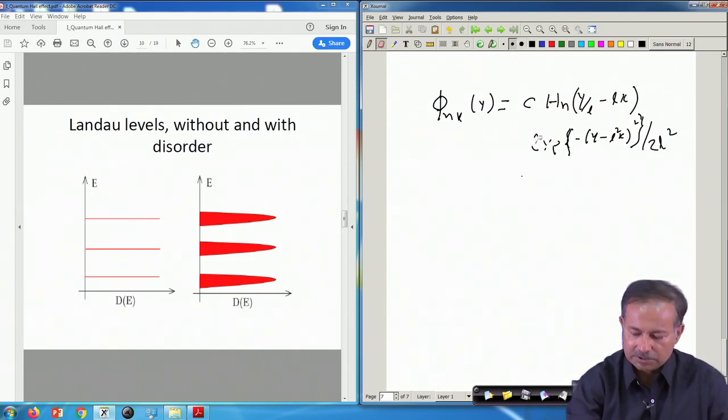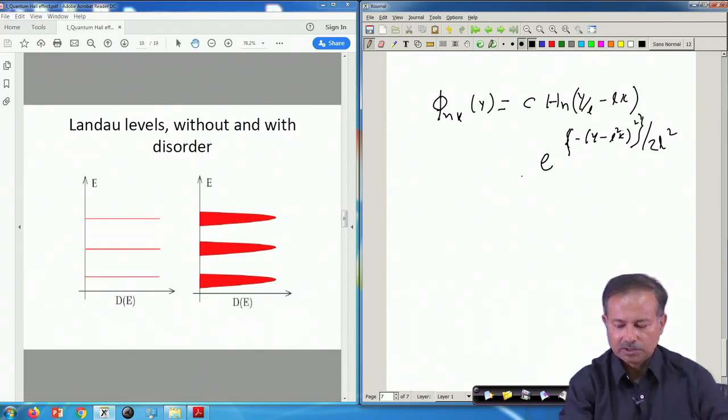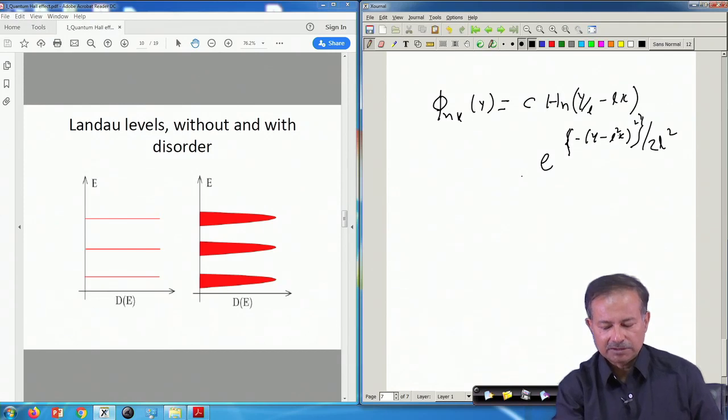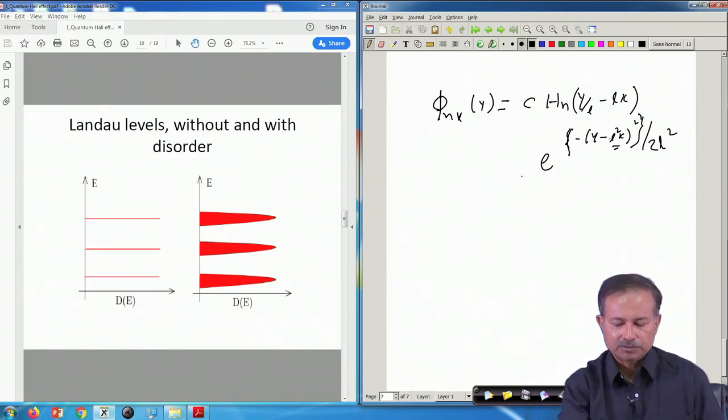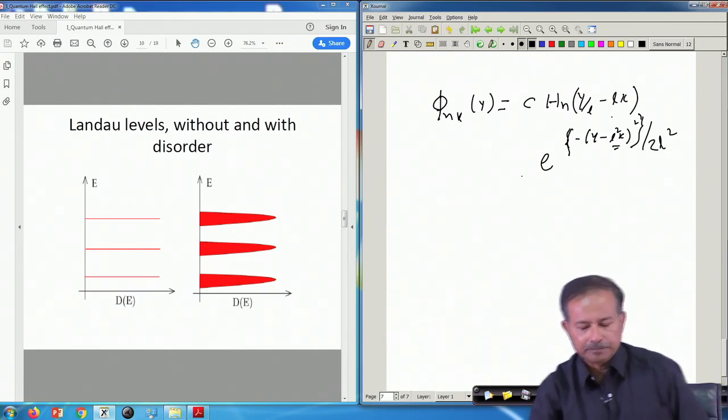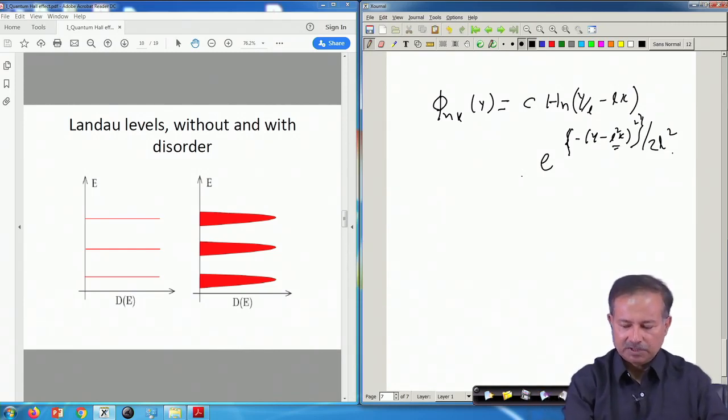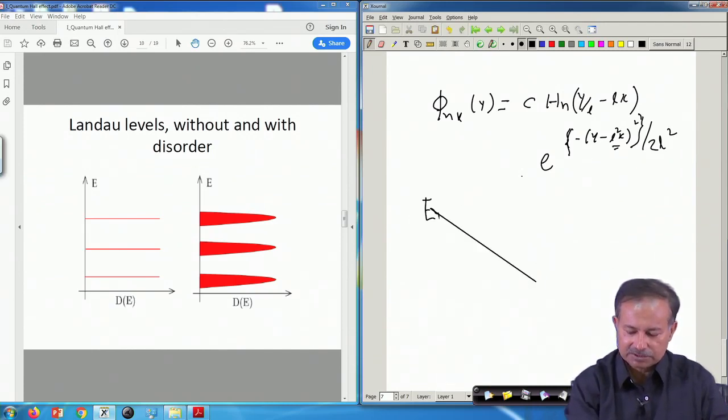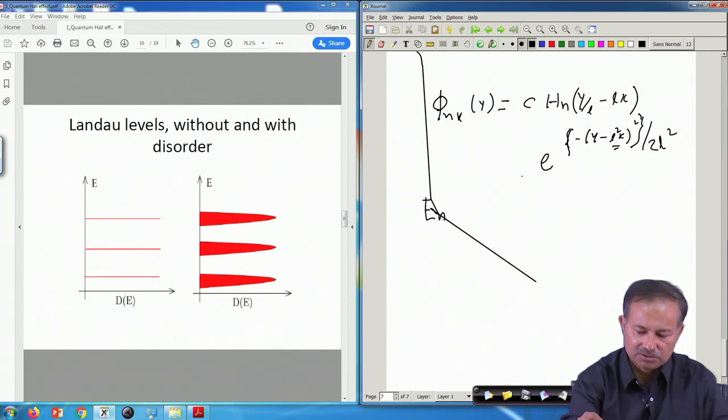One can write it as e to the power, then you can see the similarity clearly that this is e to the power minus y minus L square k. So, had this part not been there, this would just be e to the power minus y square by 2 L square, which is a simple harmonic oscillator with origin at 0, where now you have the origin shifted by an amount L square k. So, that is the solution, and the energy.